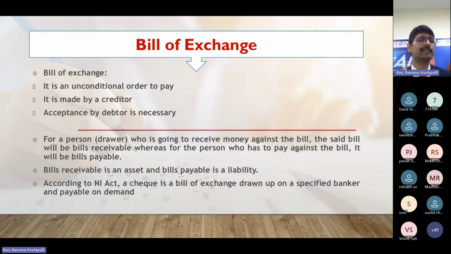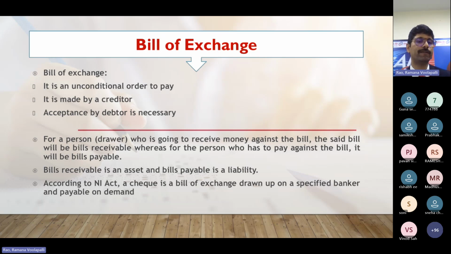The features of a bill of exchange: it is an unconditional order to pay, made by a creditor, and acceptance is necessary. For the person who is going to receive money against the bill, it will be a bill receivable, whereas for the person who has to pay against the bill, it will be a bill payable. If you are supposed to receive, it is a bill receivable, which is an asset. If it is payable, it is called a bill payable, and it is a liability.